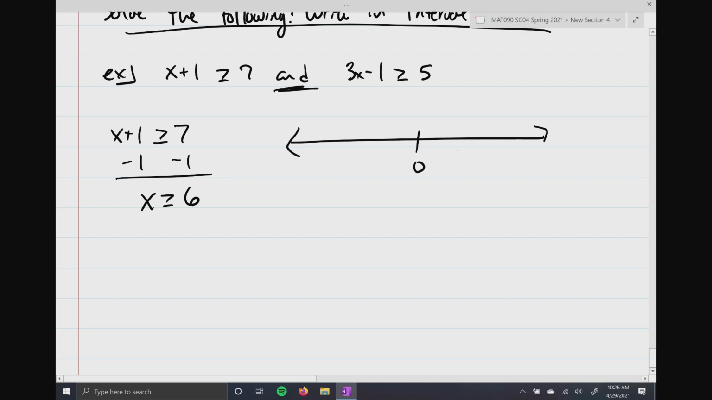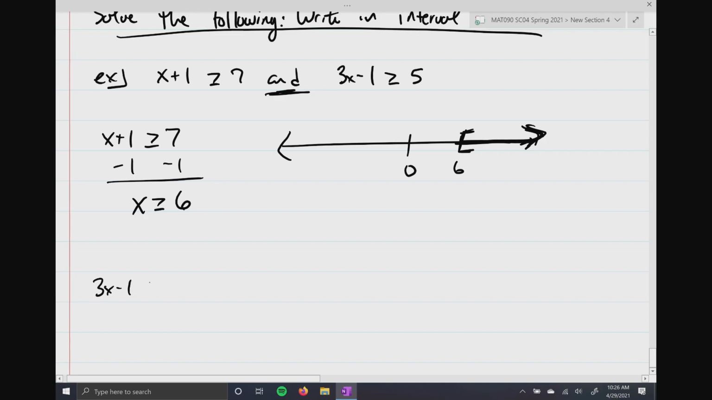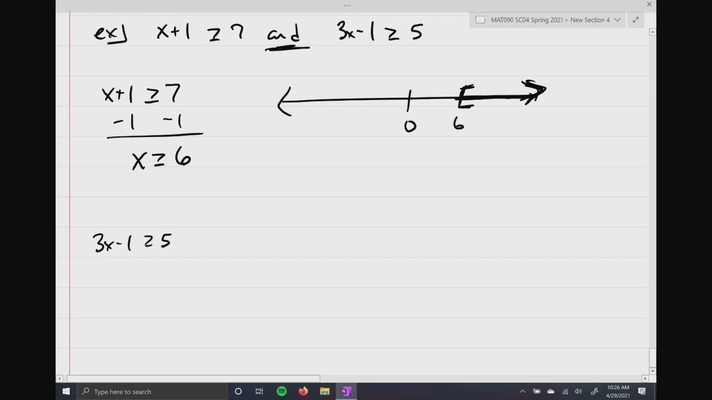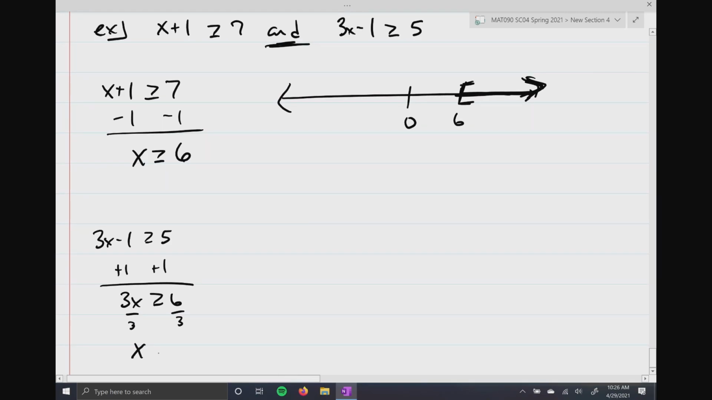So let's go ahead and graph this. Greater than or equal to, so it's a bracket, and I want numbers that are larger than 6. Perfect. Now, the second inequality: 3x minus 1 is greater than or equal to 5. So I add 1 to both sides. I get 3x is greater than or equal to 6. Divide both sides by 3 to give me x is greater than or equal to 2.